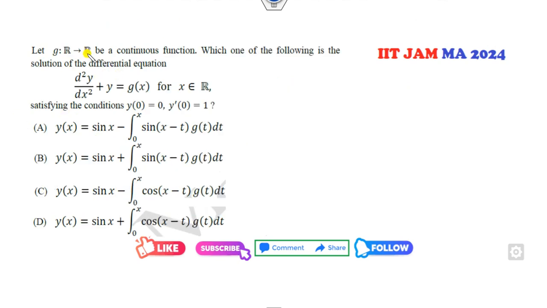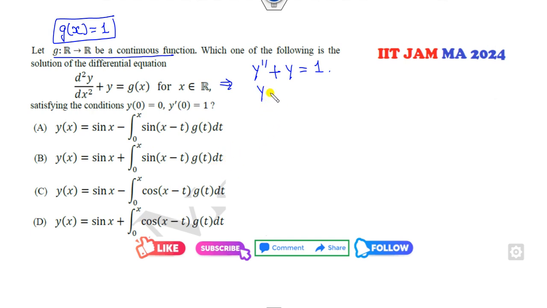Okay, look at this another one. G is a continuous function and G is not given to you. The easiest one is you can choose G as 1. Then your differential equation will be y double dash plus y is 1. Fine. You can solve the problem. Otherwise, I can simply see from here.